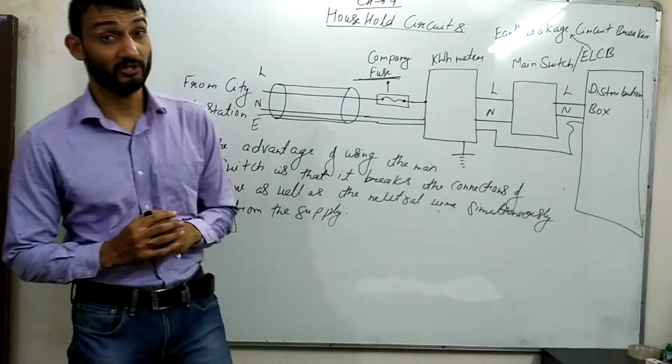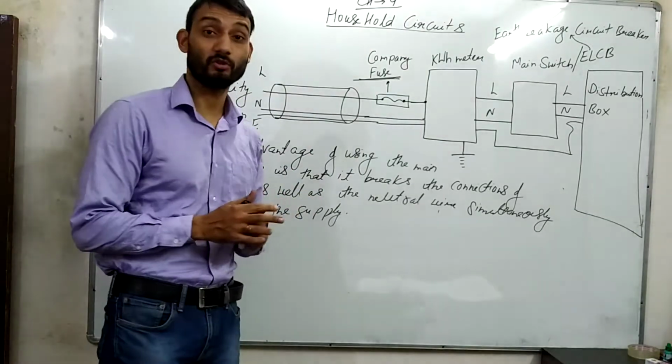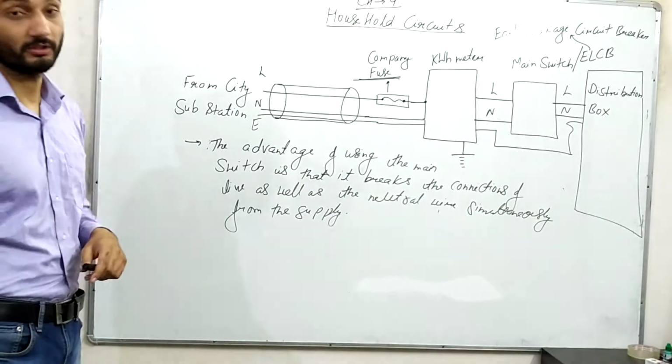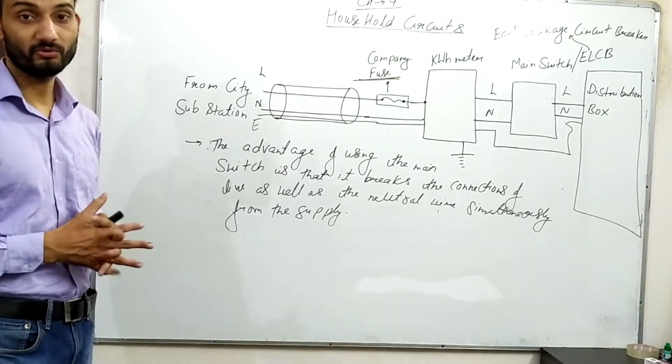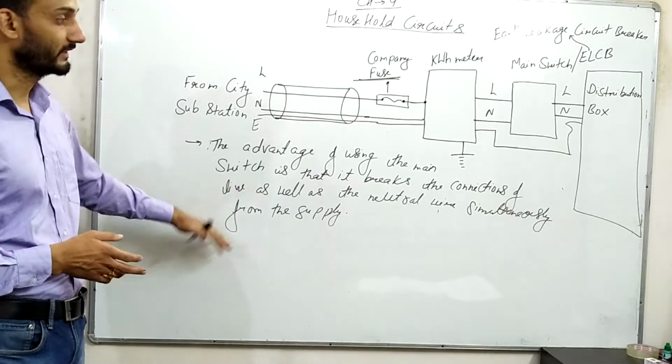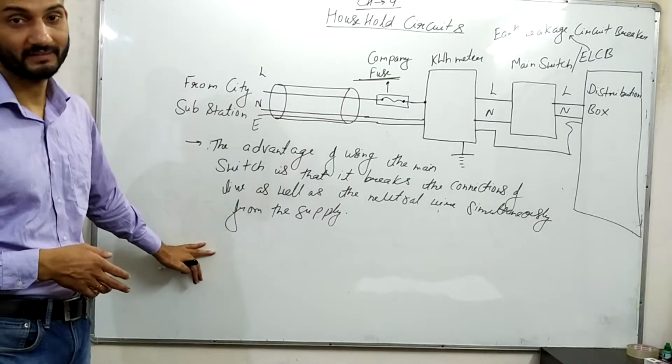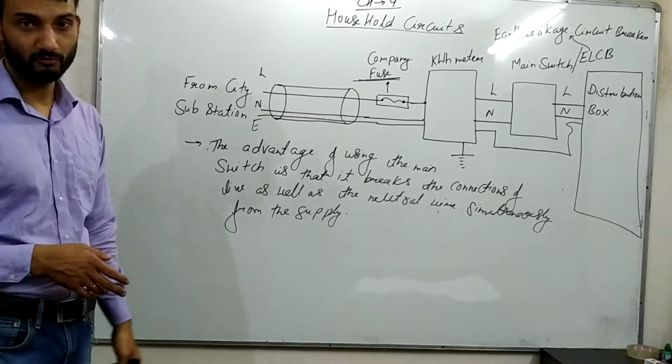Today we do a short chapter, number 9, household circuits. We are going to do the topics which are in the syllabus. As you all know, the council has reduced your syllabus for class 10. So in this chapter itself, a lot of topics have been removed.